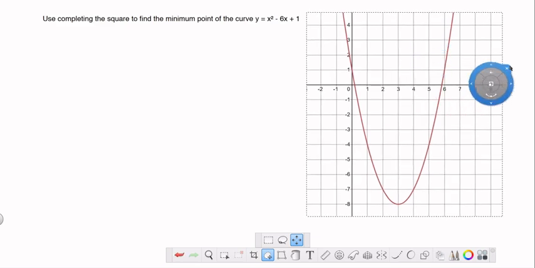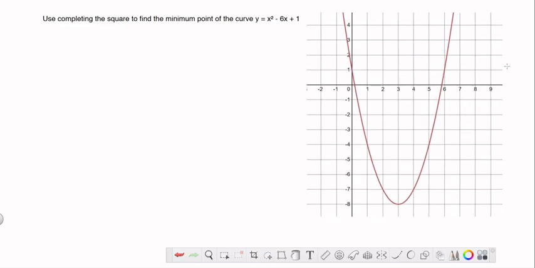Now the minimum point it's referring to, I'll show you, it's right here. There's the minimum point. It's 3 along the corridor, -8 down the stairs. So the 3 refers to the x value, the -8 refers to the y coordinate. But I need to show that this is the minimum point.